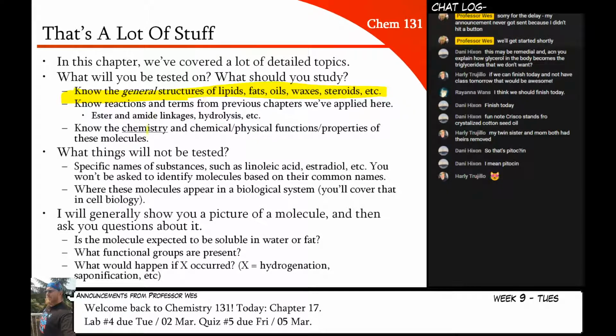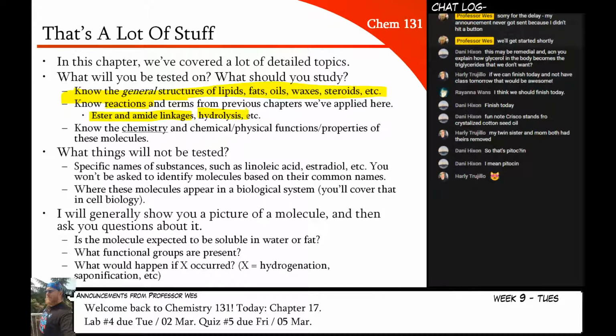So make sure that you know the general structures, because I'm going to be providing you the pictures of the molecules, and it's your job to line those up with the definitions and answer the questions I'm asking you. Other things that I want you to know are the different reactions that we've been looking at. So know how to make ester and amide linkages, what hydrolysis we perform, and when, etc. And then finally, know the chemical and physical properties of the stuff that we're looking at.